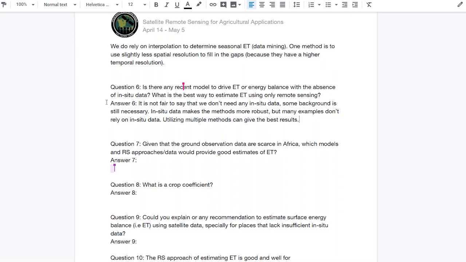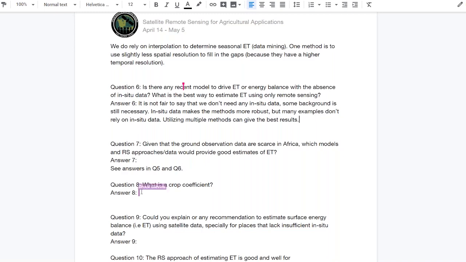And Chris, it looks like question 7 is actually very similar to question 6 as well. Given that the ground observation data are scarce in Africa, which models and remote sensing approaches would provide good estimates of ET? Yeah, I'd probably answer it the same way. I think these energy balance models don't rely on in situ data. Some of the crop coefficient methods that we talked about briefly really need good crop data layers to do an accurate estimation of the crop coefficient, which I guess I'll just address question 8 too.